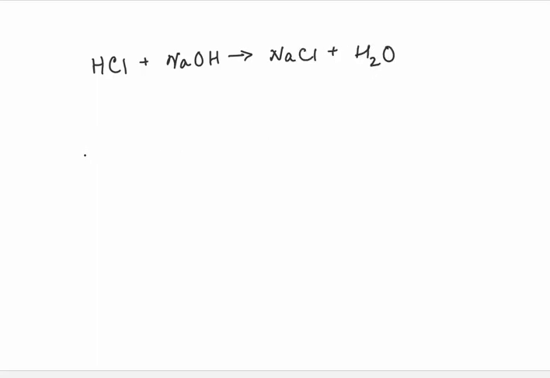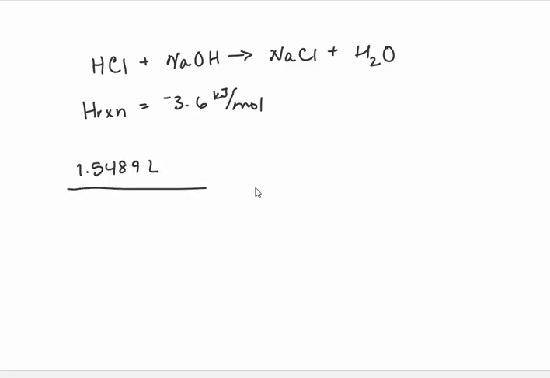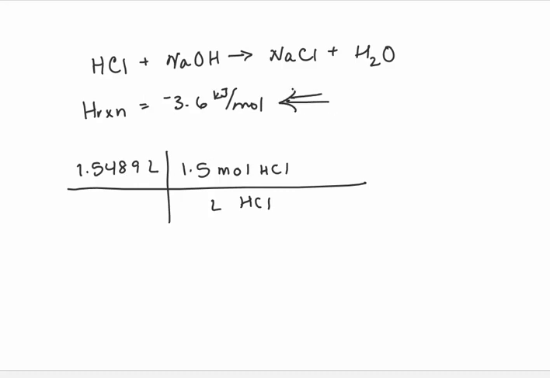So the delta H of my reaction, I am told, is a negative 3.6, and that is kilojoules per mole. Now I'm told that I have 1.5489 liters of an HCl solution, and that HCl solution has a concentration of 1.5 moles per liter. So I have these moles of HCl. Now I can use this value as a conversion factor.